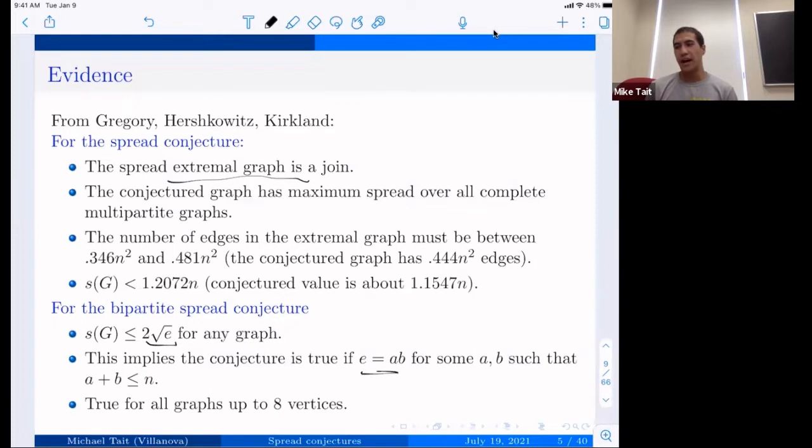And so it seems very natural to make this conjecture. And they tested all graphs up to 8 vertices for this bipartite spread conjecture.